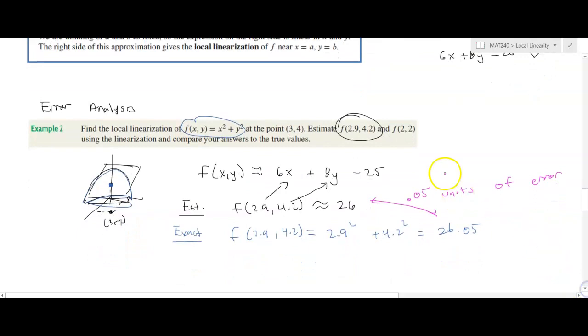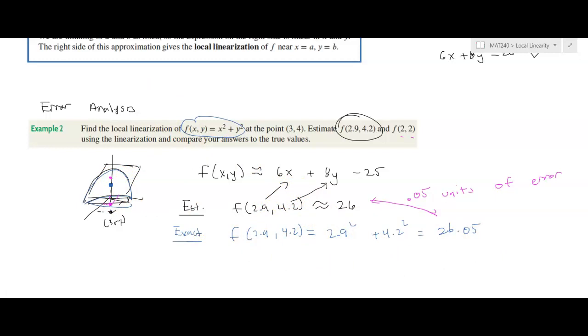But how does it do if you go a little bit further? So 2, 2 is some other point over here. We'll say that right there would be the point 2, 2, and that's going to correspond to some point along the surface. How well does our plane do now?